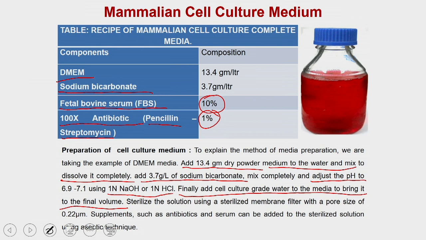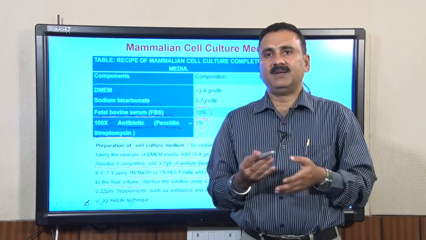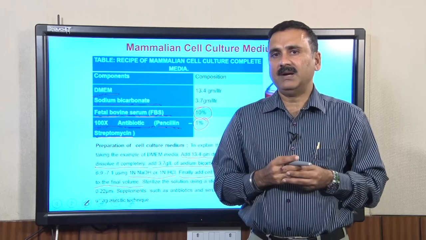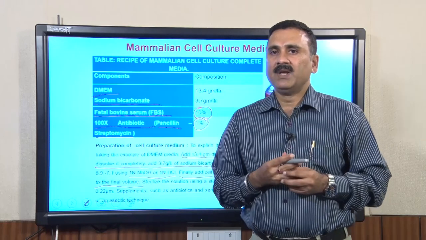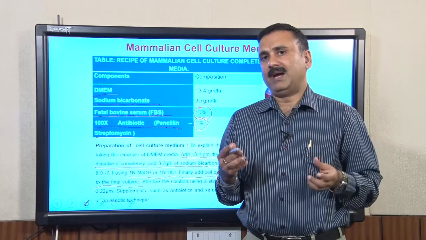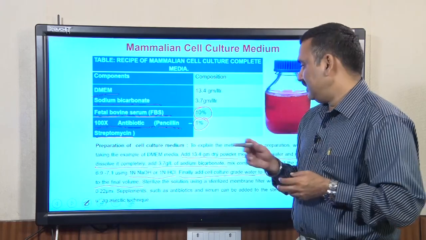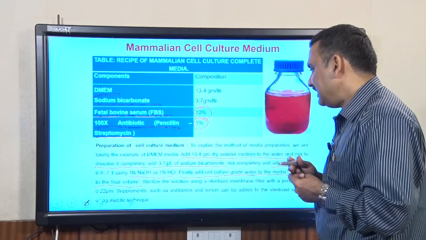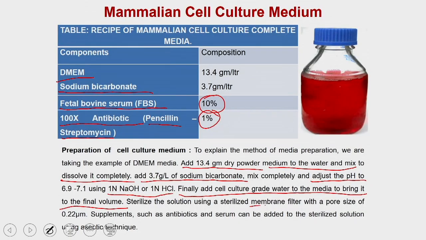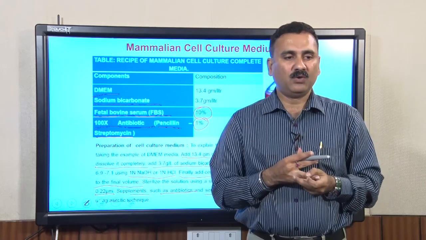Since mammalian cell culture media has serum as well as other biomolecules such as amino acids, you cannot autoclave these media. If you autoclave, you are going to destroy the amino acids and other heat labile biomolecules. Because of that, mammalian cell culture media need to be sterilized using a 0.22 micrometer membrane filter. Once you prepare the sterile media, you can add supplements such as antibiotics and serum, and that will give you the sterilized mammalian cell culture media for propagation of your mammalian cells.